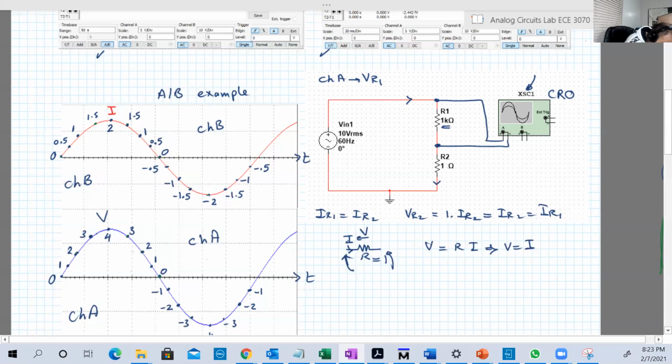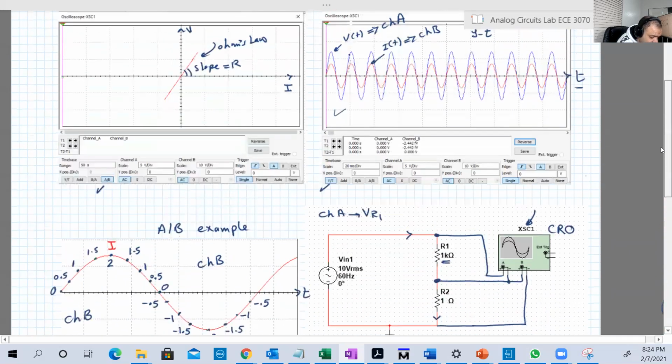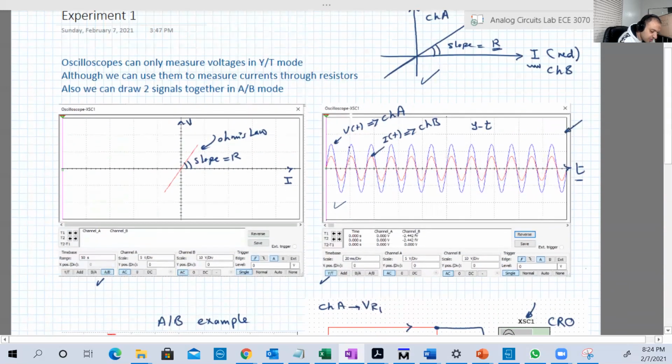It has two terminals, that point, which is basically the negative of channel A. So basically, just connect the negative of channel A to the positive of channel B, and the other terminal of the resistor, which is the ground, to the ground or the negative terminal of channel B. Now, if we do that and click run, we're gonna see something like this. And if we click this AB button, we're gonna see something like this. And if we measure the slope, it will be 1,000 or 1 kilo.